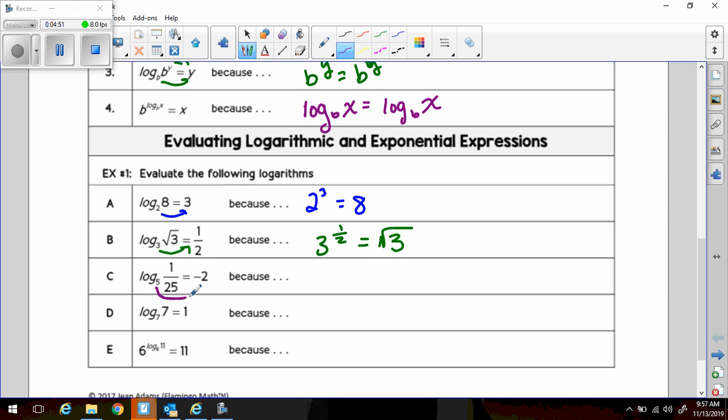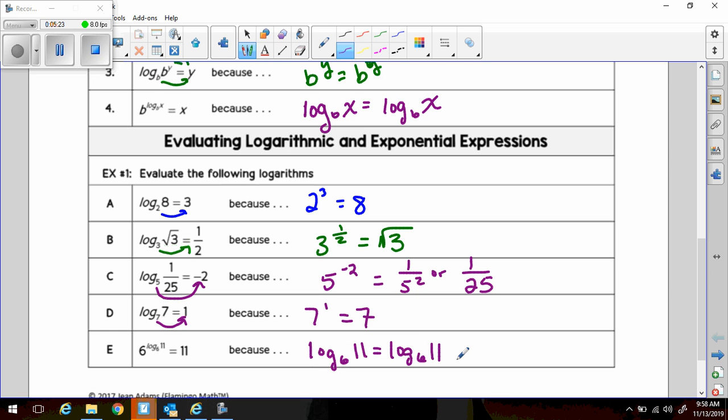Alright, remember the base to the -2. When we have 5 to the -2, a negative exponent means it should be on the other side of the fraction. So it would be 1 over 5 squared, or 1 over 25. 7 to the 1 power equals 7. And for this one, we have log base 6 of 11 equals log base 6 of 11.